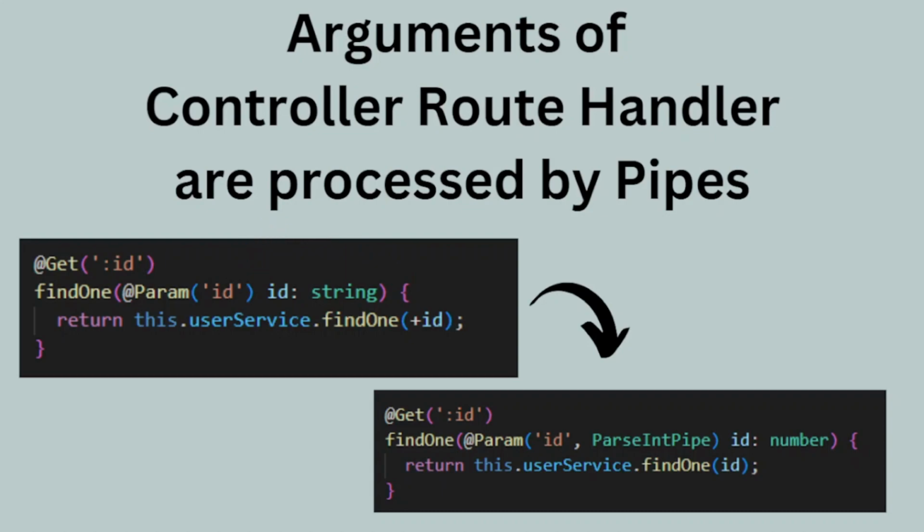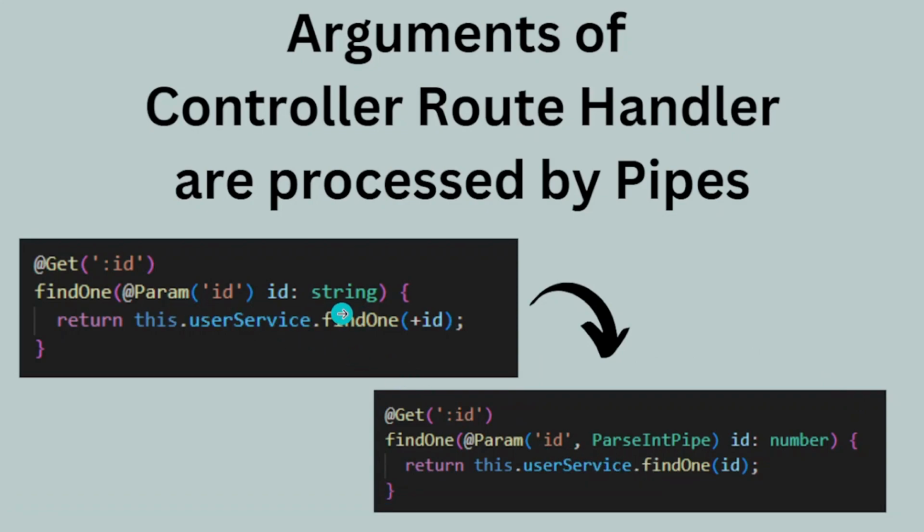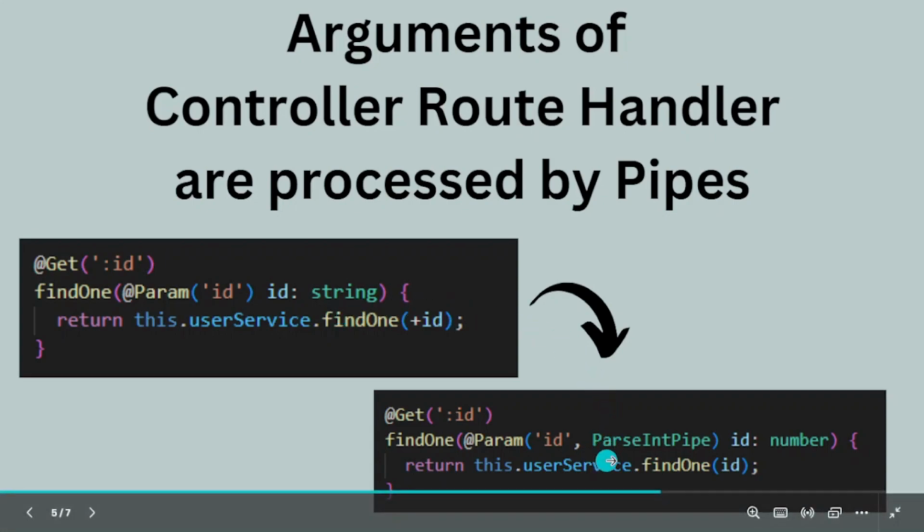As we studied, there are two main use cases of pipe, which are transformation and validation. So in this example, we are looking at a transformation type of pipe. As you can see, here the id is of type string, but when we inserted a pipe of ParseIntPipe, then this id is transformed to a number.